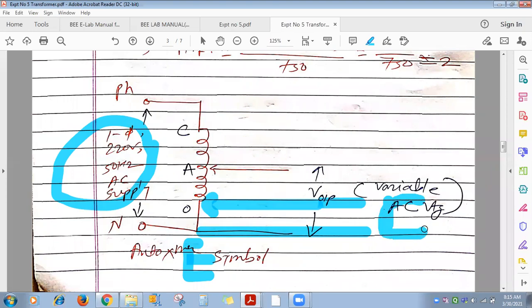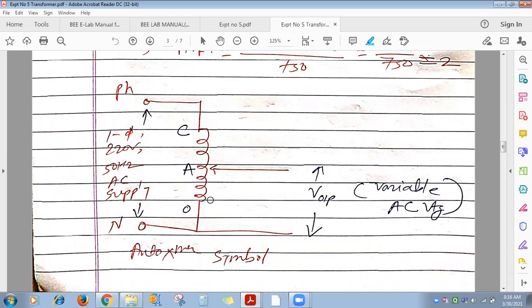Zero volt. Very good. Okay, so it will be 0 volt. Now what you have to do? Initially that black color knob is at 0 position, means it is at position O. Now what you have to do? Go on changing that variable point from position O up to A.